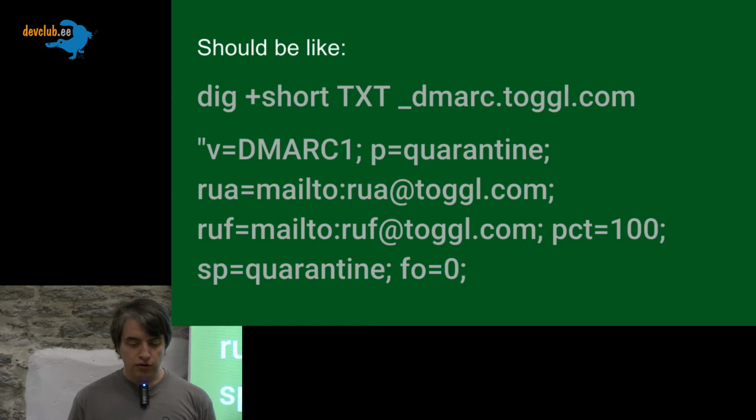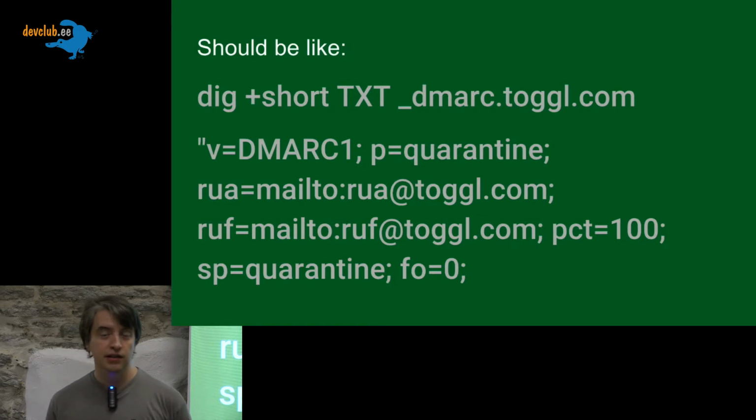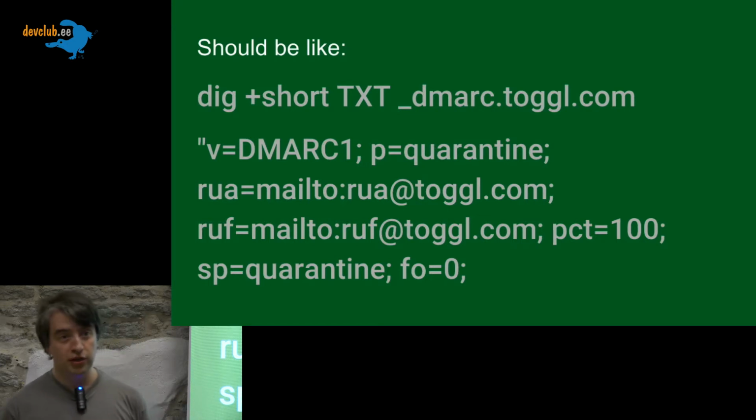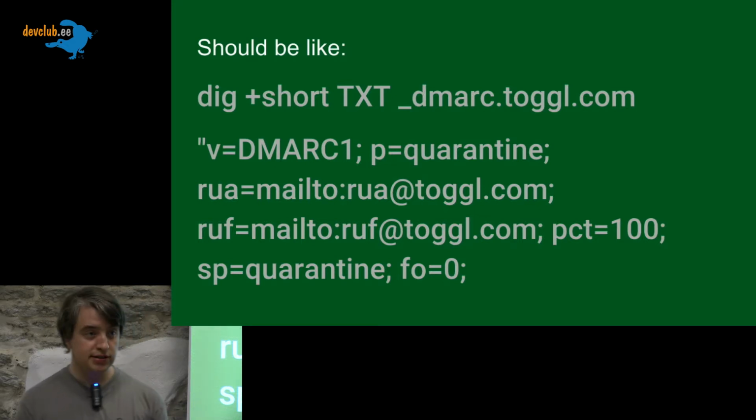A proper record looks like this. You publish a policy for what to do with emails, and you publish email addresses where you want to get the reports. You can do an incremental rollout from 0 to 100% of how many emails you want to, for example, delete or put to the spam folder. And you set the flags for the policies which you want to pass.